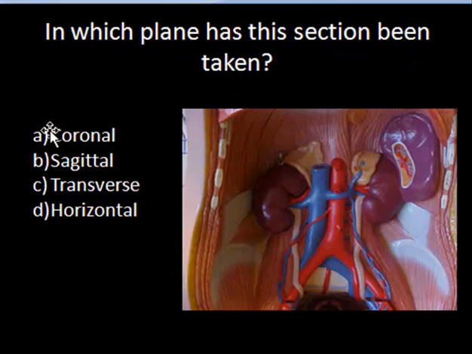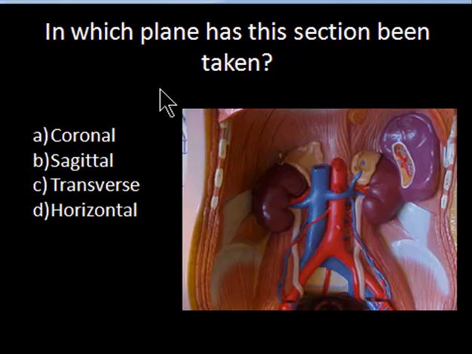Let's look at the next question. Here it says, in which plane has this section been taken? Now this section, all sections always are in the anatomical position. So you can see this is as if the front of the body has been removed and now you're looking at the back. So this is a coronal or a frontal section. So this is the right answer. A coronal section, that's the right answer.